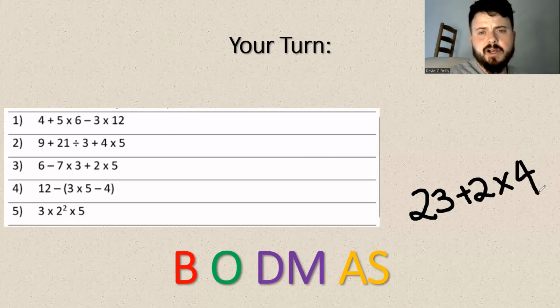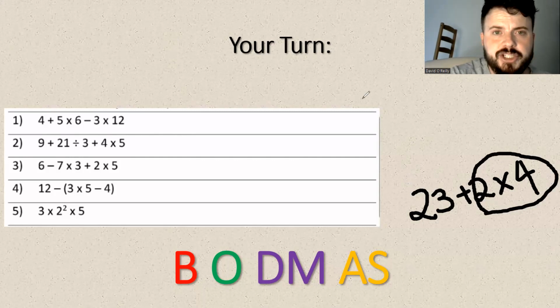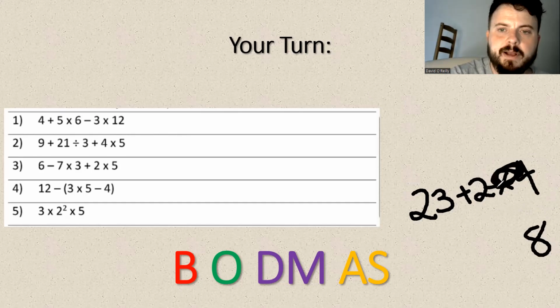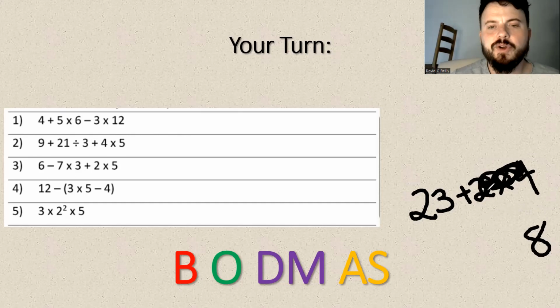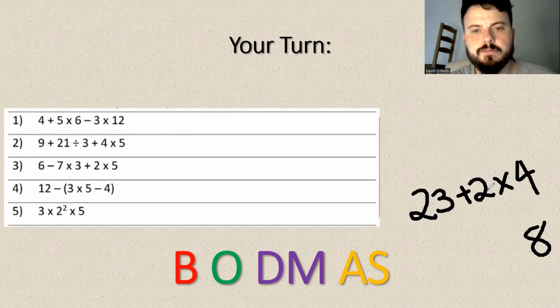And I could use Bodmas to solve it. So 23 plus 2 I would not do first, would I? Because multiplication comes before addition. Okay, so I do 2 times 4 is 8. And then we've solved that bit. So the question becomes 23 plus 8, which is 31. Let's check. Alexa, what is 23 plus 2 times 4? 23 plus 2 times 4 is 31.